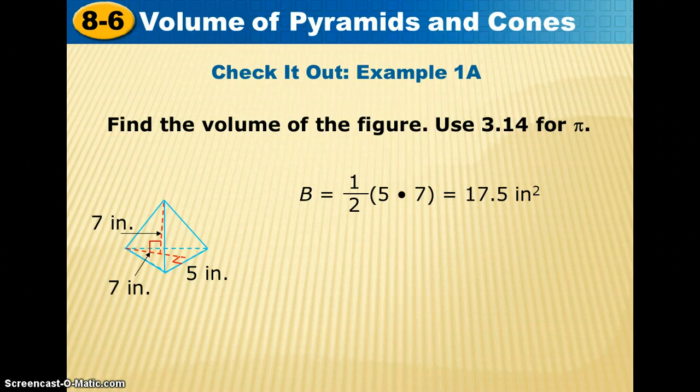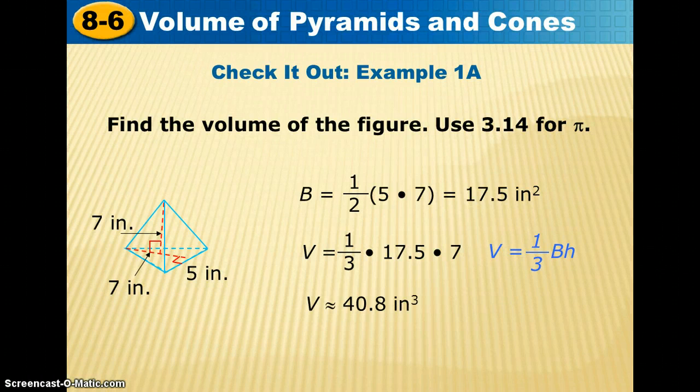And now using my volume formula, 1/3 big B times H, I simply plug in those numbers. 1/3 for big B, I found that to be 17.5. And the height, the vertical height of the three-dimensional shape, is 7 inches. So after we multiply that out, we get 40.8 inches cubed.